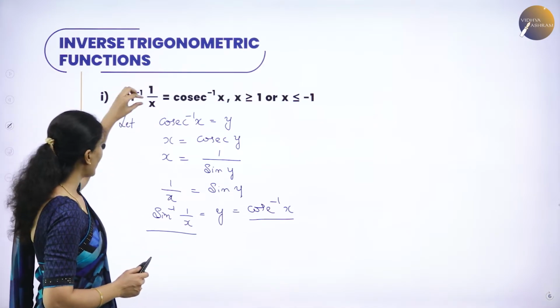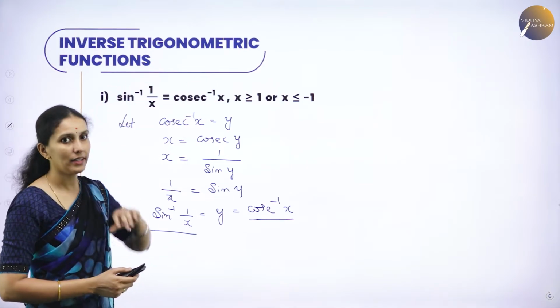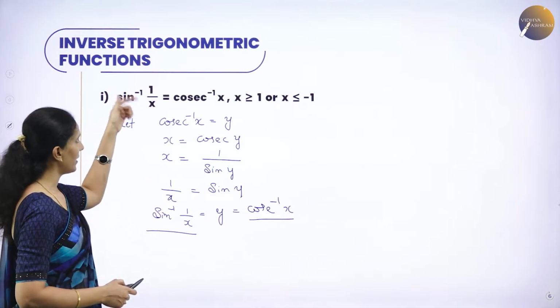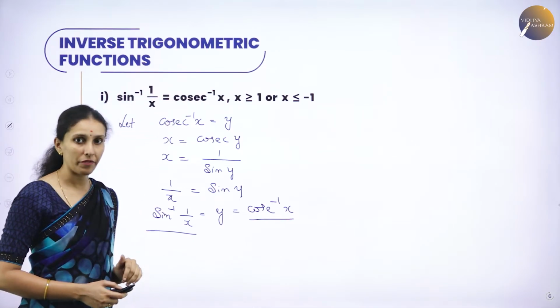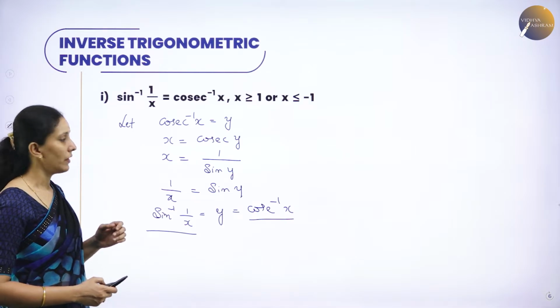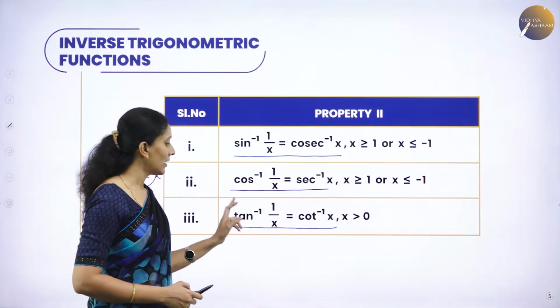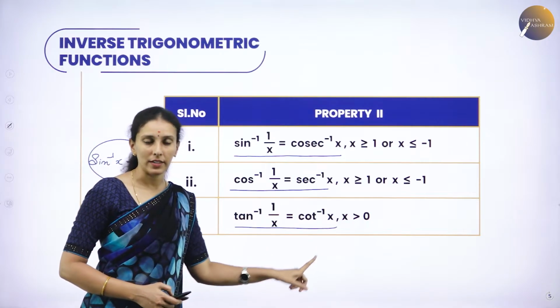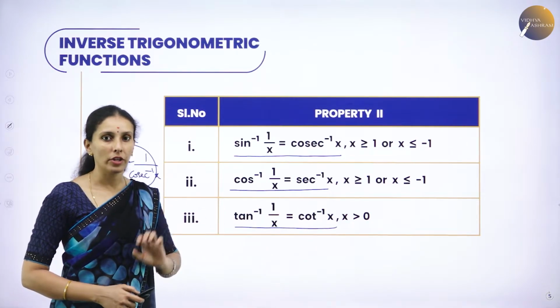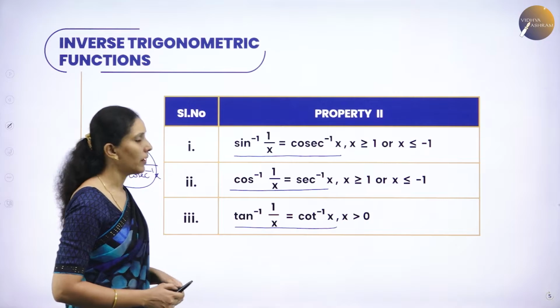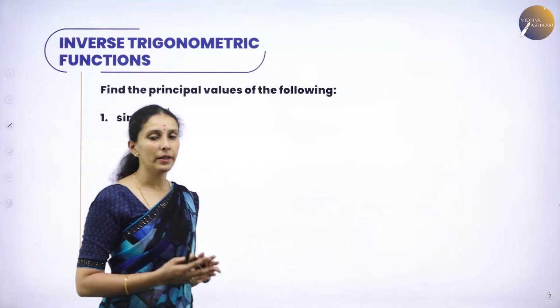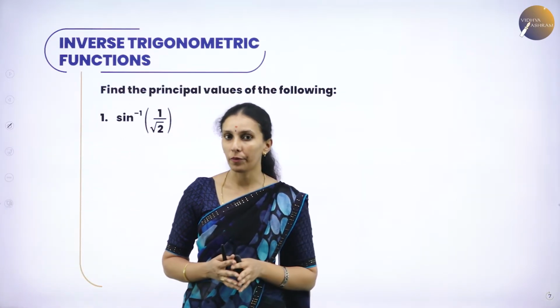So this is why we have 1 by x and x here. So sine inverse of 1 by x can be written as cosecant inverse of x, and similarly we can write cos inverse 1 by x as secant inverse x, tan inverse 1 by x as cot inverse x. So this is inverse trigonometric function property number 2. Now using property number 1 and 2, we will solve a few problems.